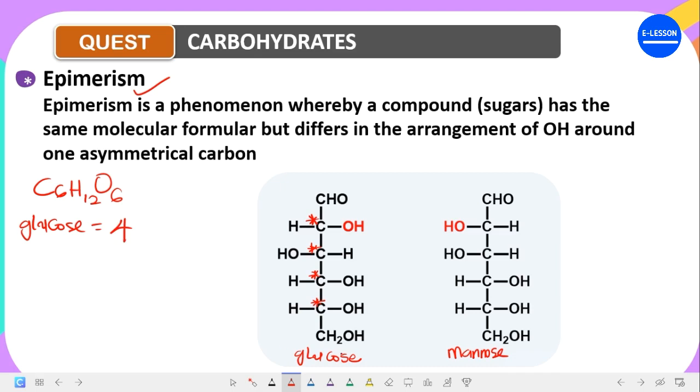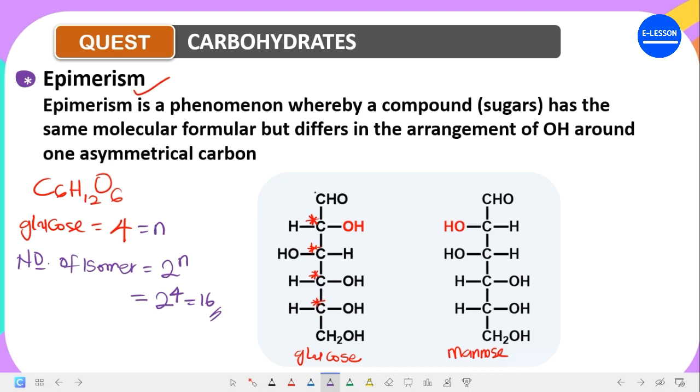It has how many chiral carbons? 4. And we said that the number of isomers that glucose can form is given by 2 raised to the power of n, where n is the number of chiral carbons. So for glucose, n is equal to 4, so the number of isomers is 2 raised to the power of 4, which is 16. That was for the first video. Are we getting it now? If you have not seen that video, try as much as possible to see it.